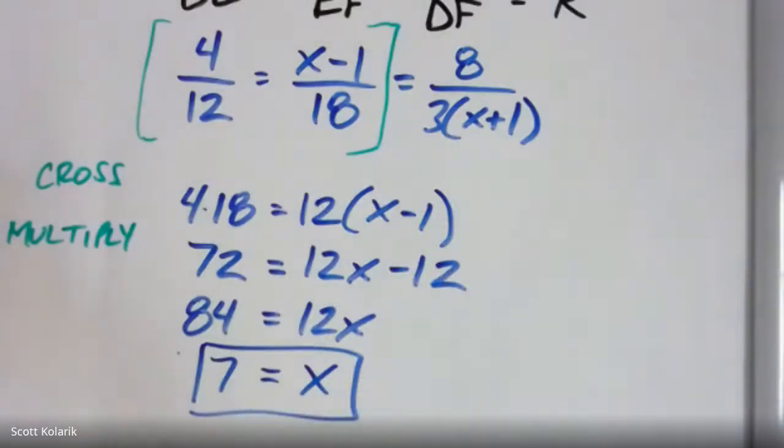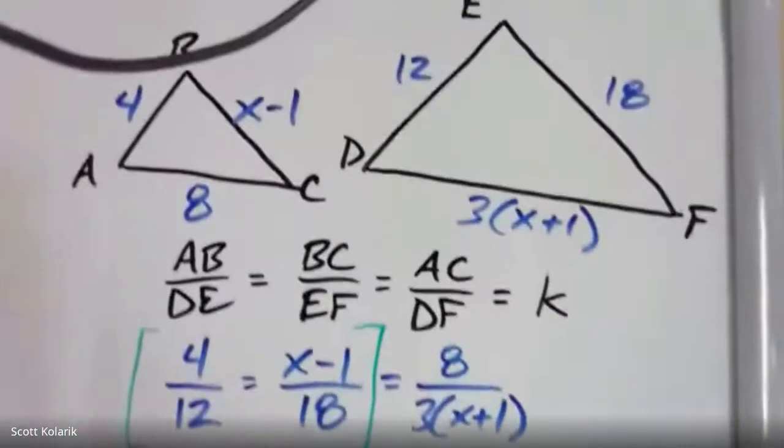And technically, I'm done with the problem, right? I solved for the variable. X has to equal 7. But let's see what that actually means, and also look at the different ways that you might be asked questions about this problem.